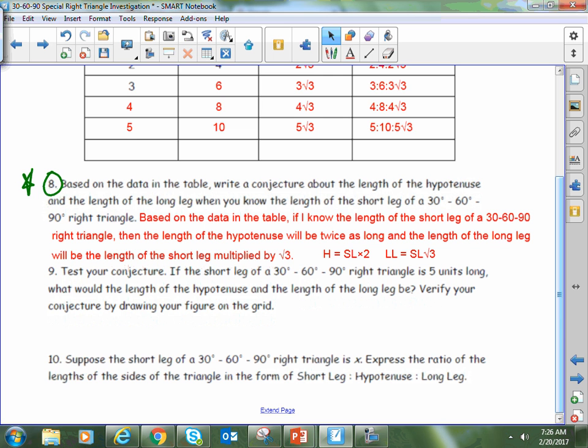So test your conjecture. Okay, if the short leg of the triangle is 5 units long, what would you have? Well, if you drew it out on your grid, according to the conjectures, I would say the hypotenuse is equal to the short leg times 2. So 5 times 2 says the hypotenuse would be 10 units long. And if the short leg is 5, I multiply that by the square root of 3, and I'd say that the long leg is 5 radical 3 units long.